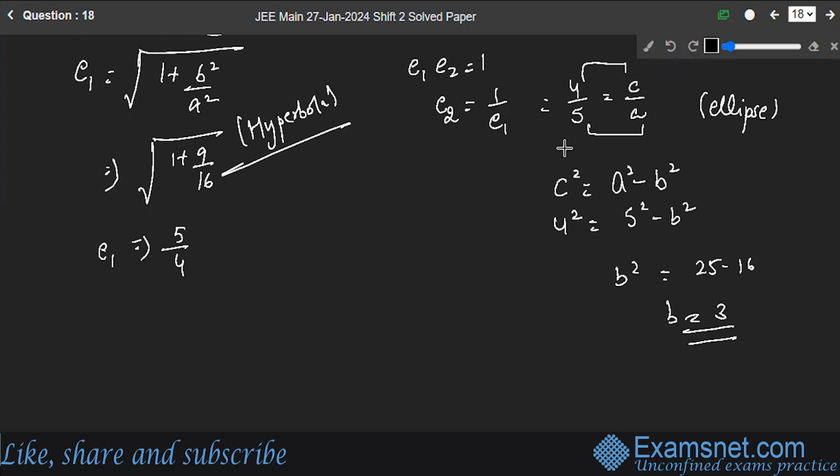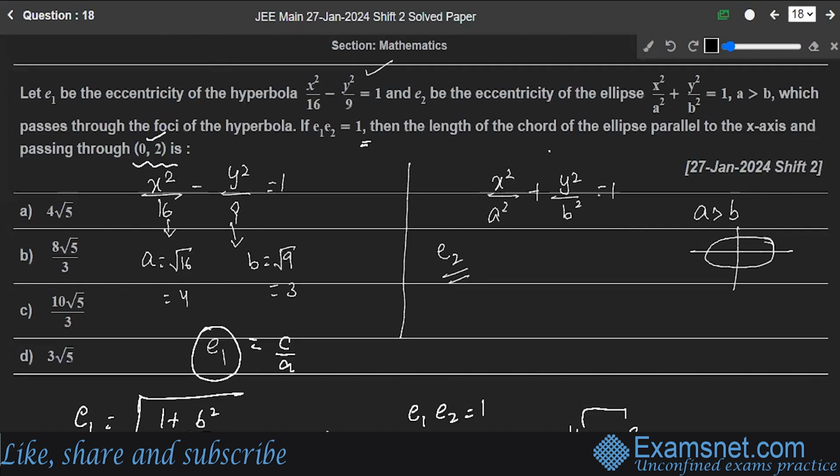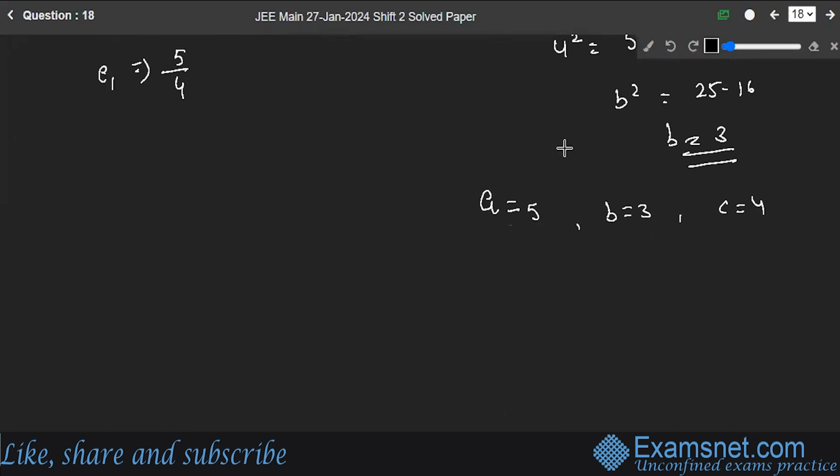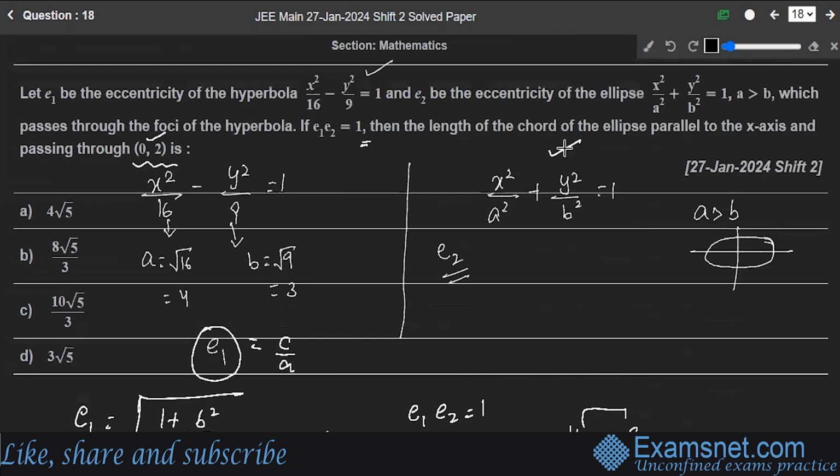Okay. For the ellipse, let's write down, you got the value of A as 5, B as 3, C is 4. What will be the equation of the ellipse? It's x square upon a square plus y square upon b square. So x square upon 25 plus y square upon 9 is equal to 1. Now, we are done till here. Let's start. Then the length of the chord of the ellipse parallel to the x-axis and passes through this point.